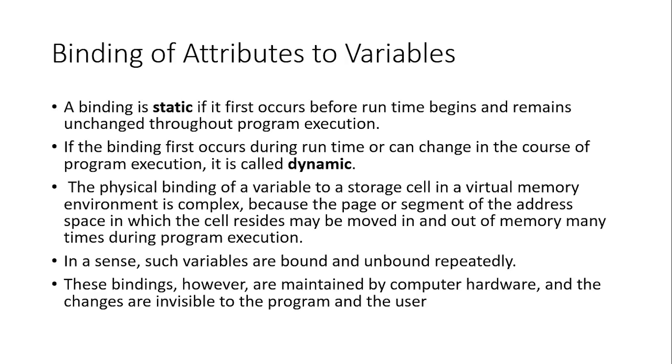And if the binding first occurs during runtime or can change in the course of program execution, it is called dynamic. For example, we are setting count = count + 5. Moreover, during each iteration of the loop, this count will get changed. So that is a dynamic binding. The physical binding of a variable to a storage cell in a virtual memory environment is complex, because the page or segment of the address space in which the cell resides may be moved in and out of memory many times during program execution.